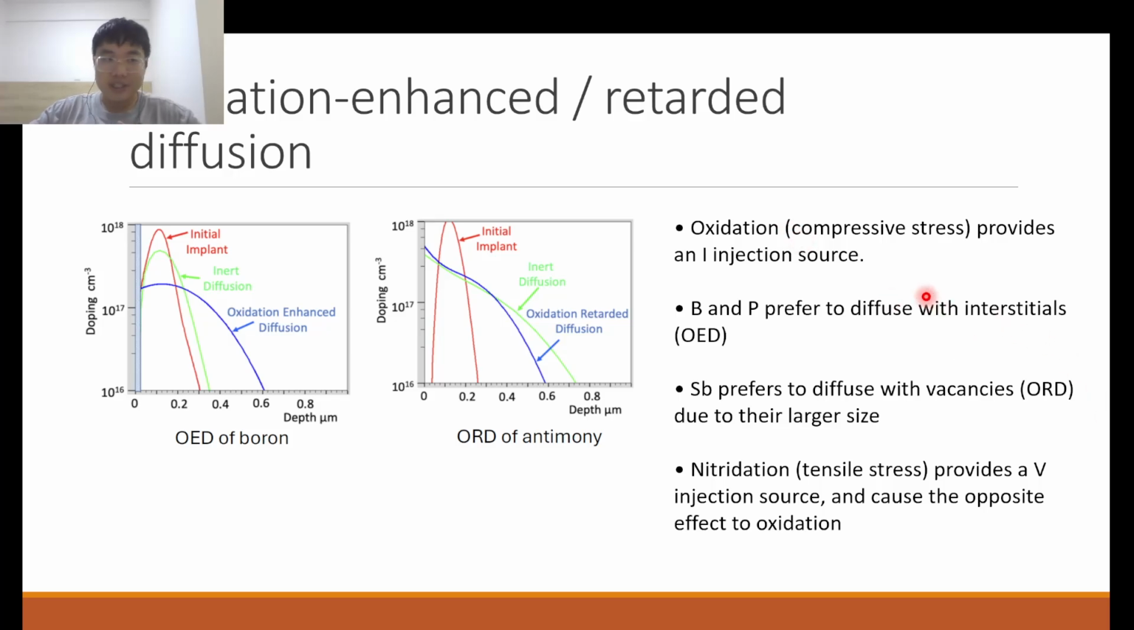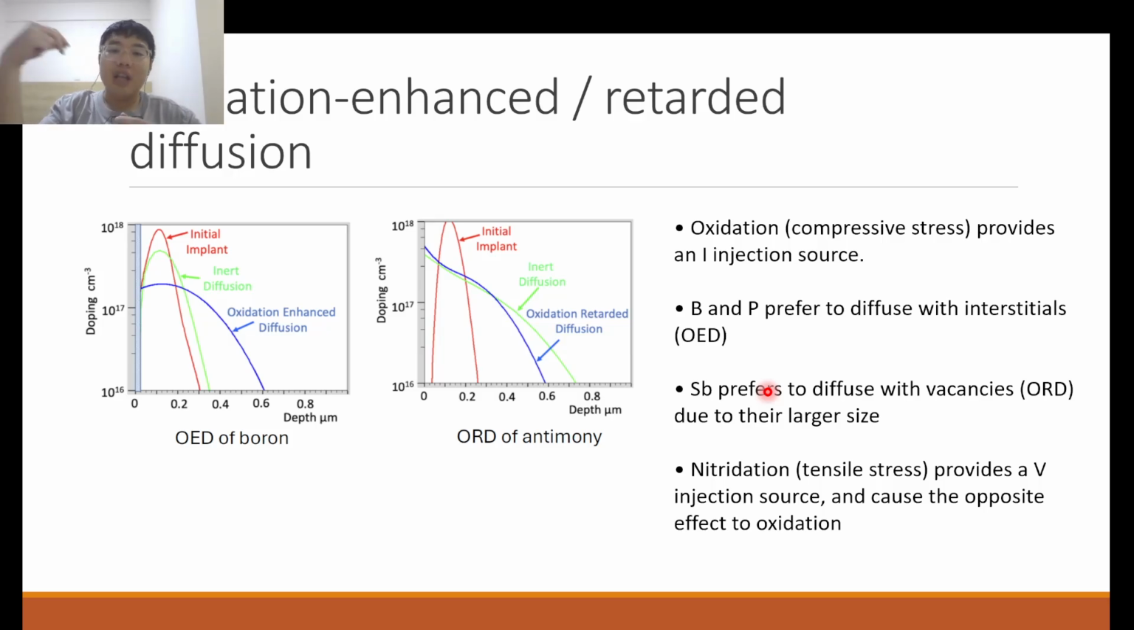Why compressive stress? This is because the oxide lattice is bigger than the silicon lattice below, and so it compresses the silicon lattice below. And so what happens is that this results in the formation of interstitials, because if you compress the silicon, some silicon atoms will pop out of the lattice and become interstitials. And so when we have things like boron and phosphorus atoms that prefer to diffuse with interstitials, that means the presence of silicon interstitials enhances this boron and phosphorus diffusion. Then we have what we call oxidation enhanced diffusion.